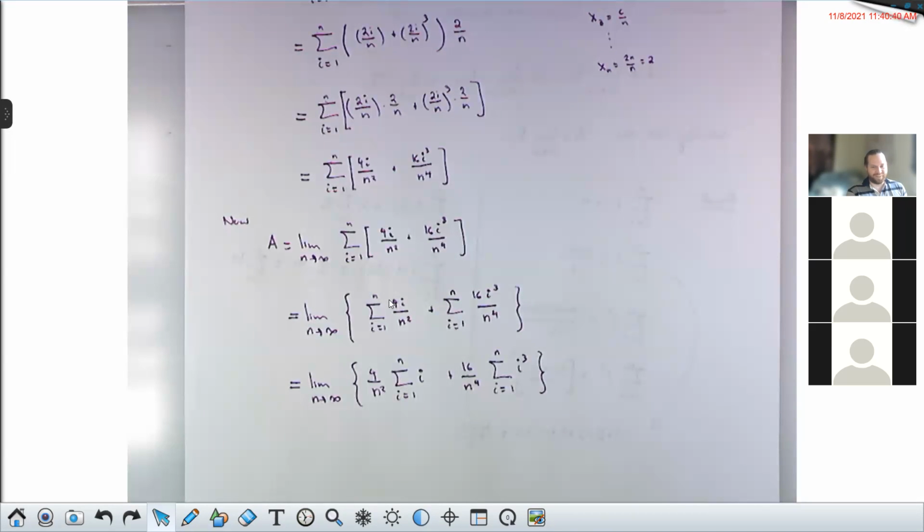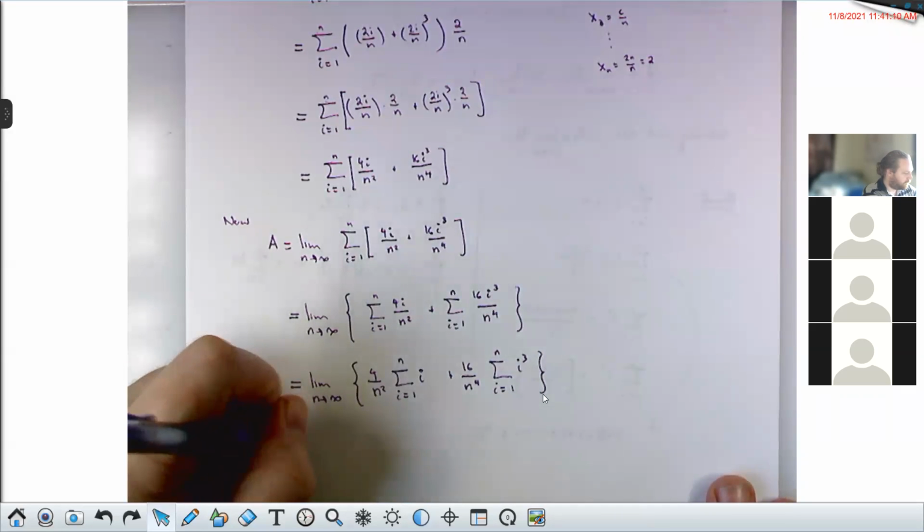Yeah. So the 4 over n squared doesn't have anything to do with the sum because the sum is just over the variable i. So it can come out of the first sum. And the 16 over n to the 4 also doesn't have any i's in it, so it can come out of the sum. And what's left from the second sum is just i cubed. What's left from the first sum is just i. And now this is one of my summation formulas. This is one of my summation formulas.